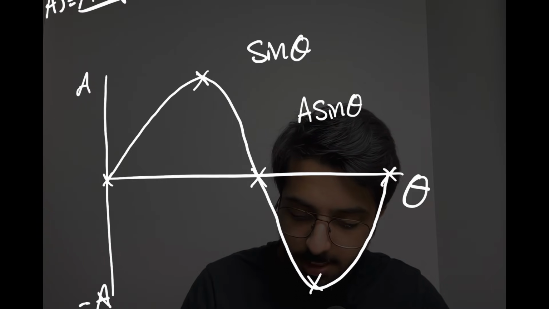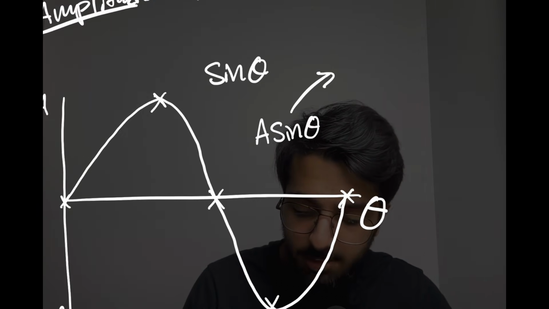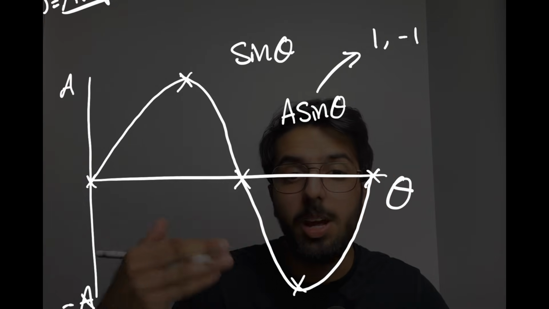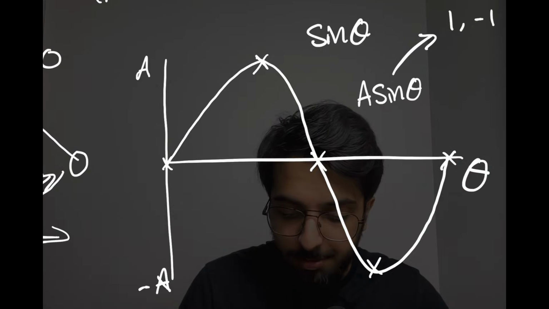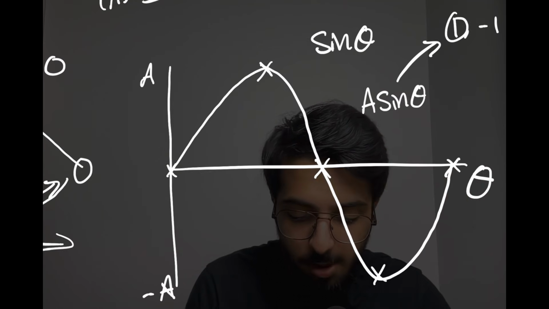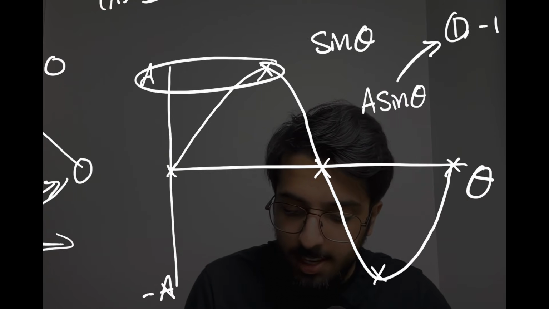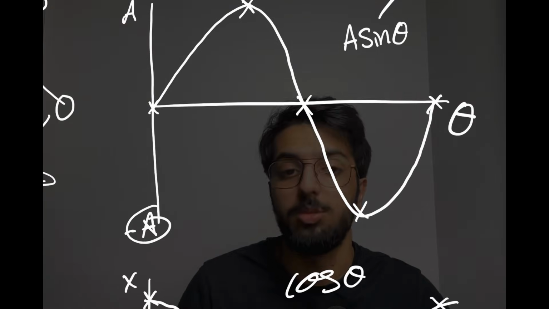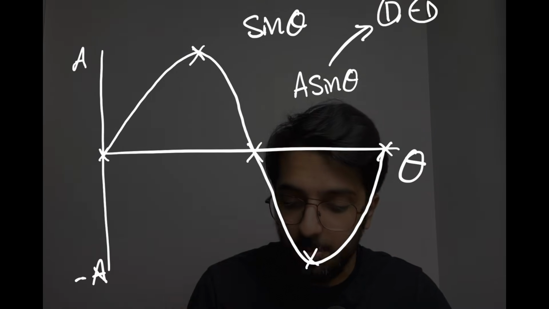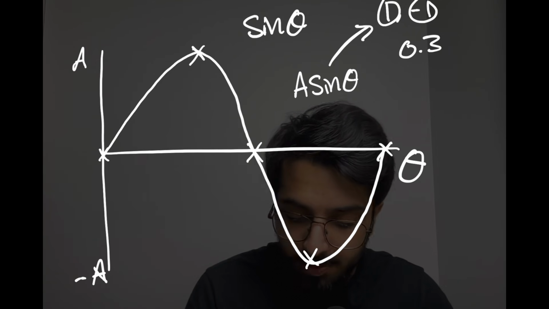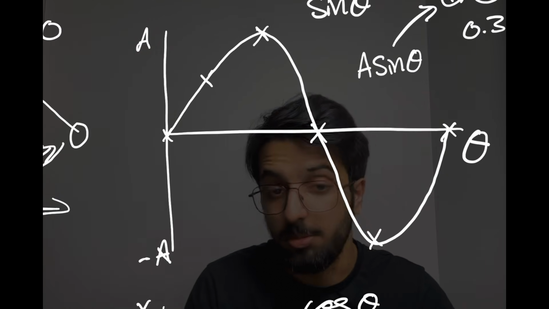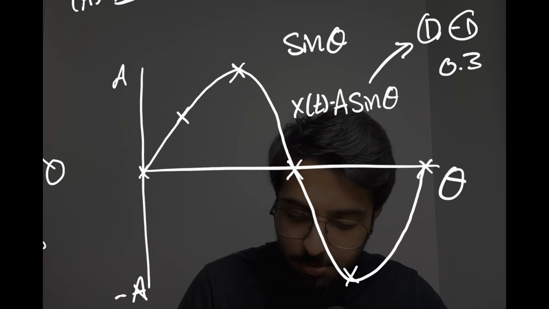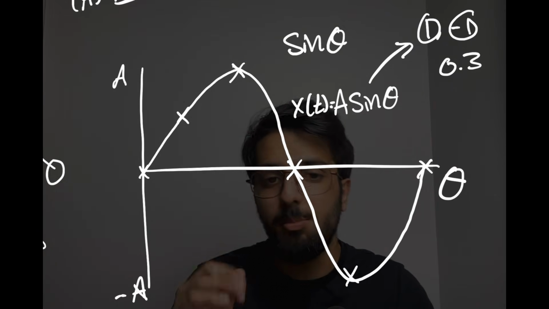Now, if we know that sine theta gives us a value between 1 and -1, and we multiply it by our amplitude, if sine is 1, then we will get our max value over here. If sine is -1, then we will get our minimum value, negative amplitude. And if sine theta is any value in between, let's say 0.3, it will return a value somewhere in the middle. So now our equation, x of t is equal to a sine theta, is slightly more helpful.